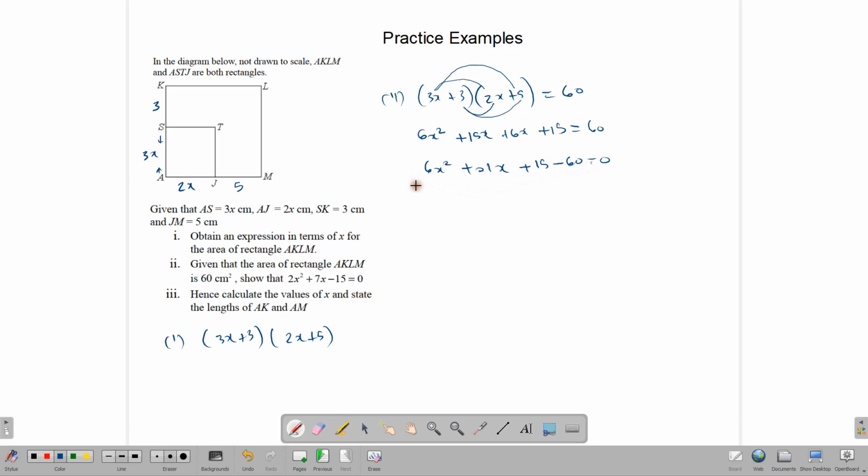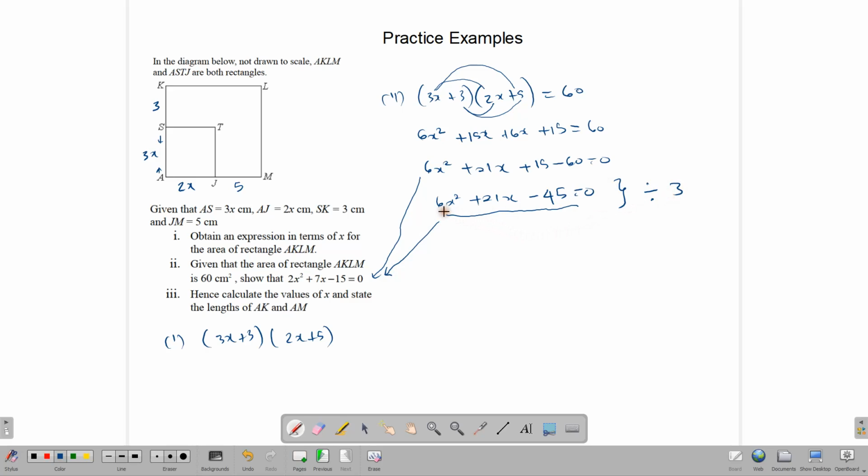Remember, we want to show that it is equal to this. So we have 6x squared plus 21x minus 45 equals 0. Now this equation is what we have, but it does not yet look like this. But if you look at it carefully, you can realize that you can divide it by 3.